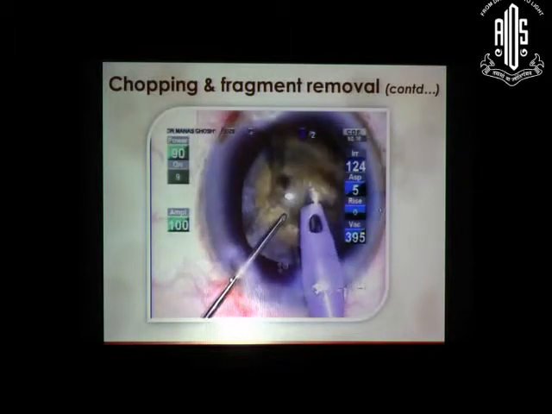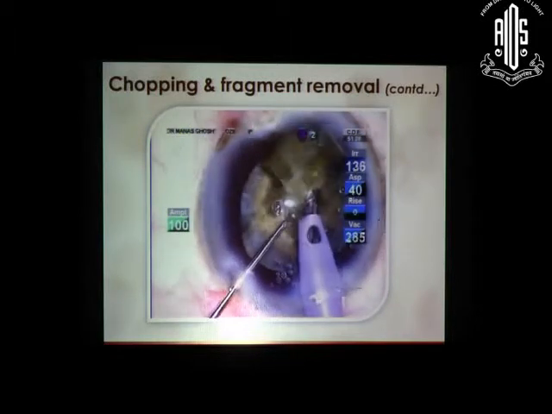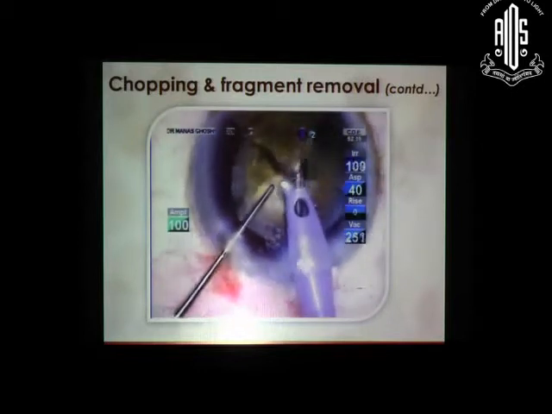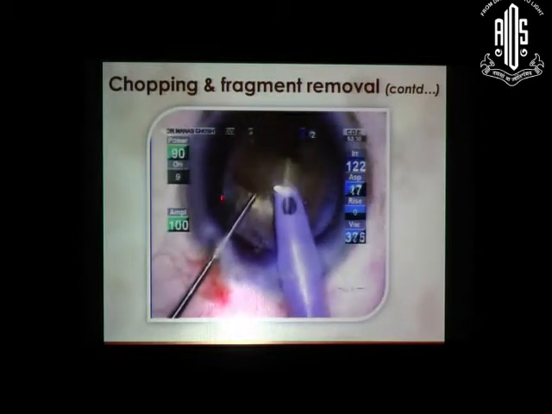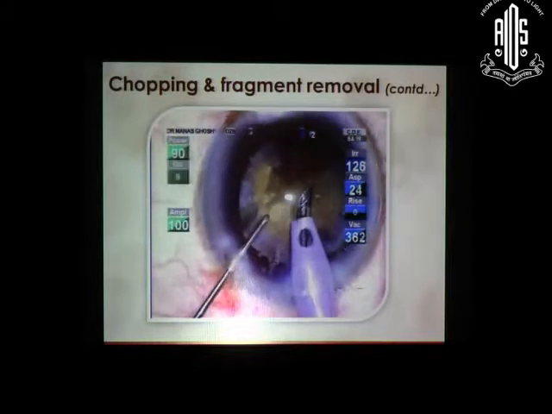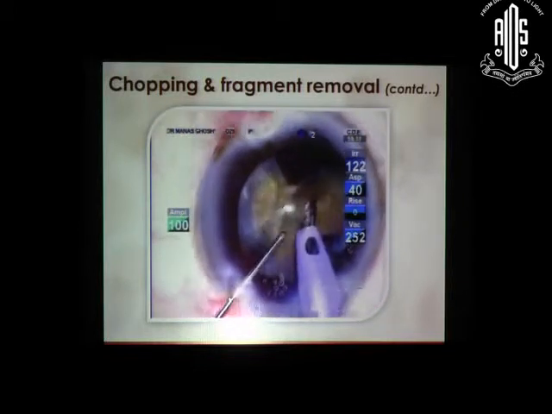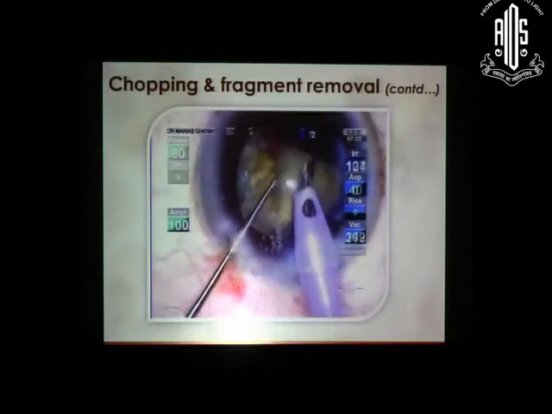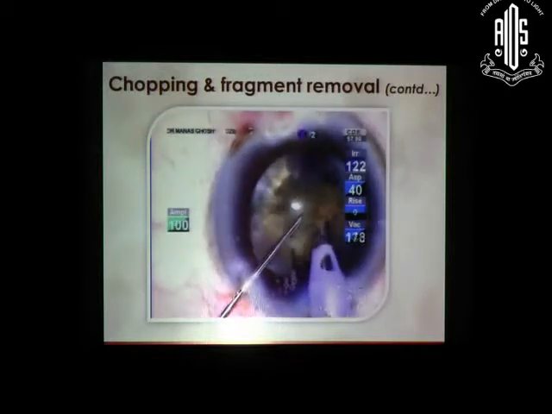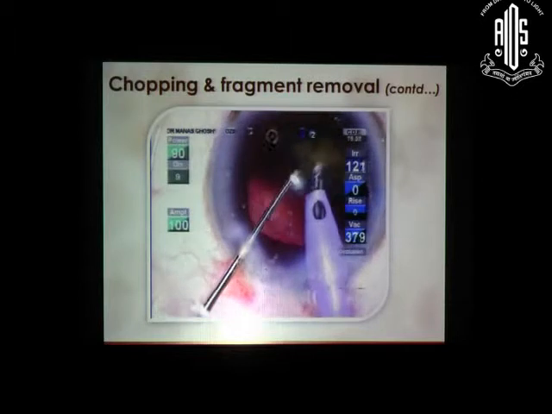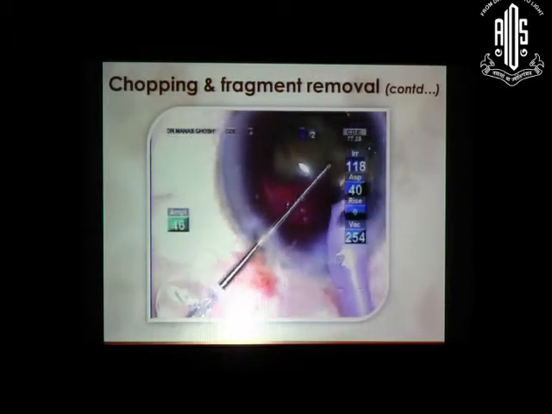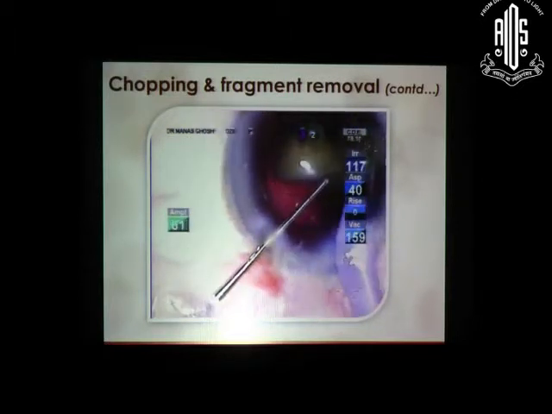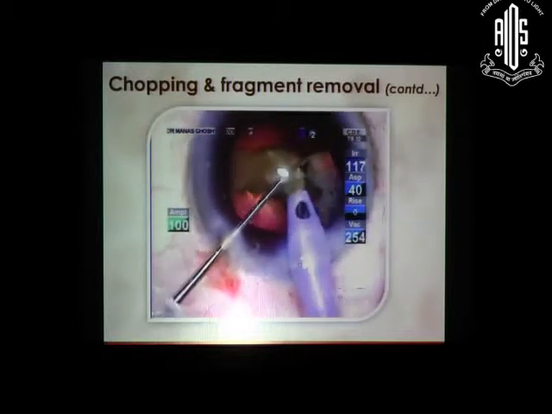Again, I'm using these. Once I made a chop, then for fragment removal, I'm using the OZIL with IP. This is what the intermediate color is, the IP, that gives me the excellent followability and sticks the fragments to my phaco tip. That prevents chattering and damage to the endothelium and the posterior capsule.